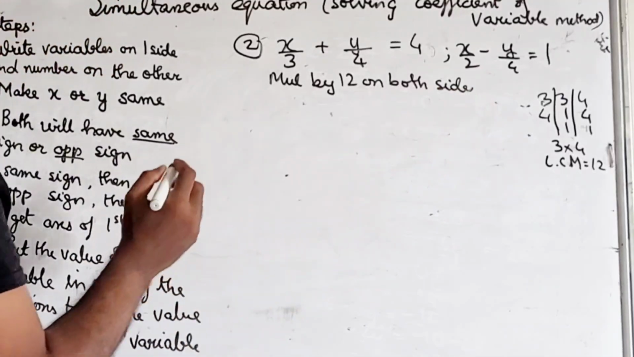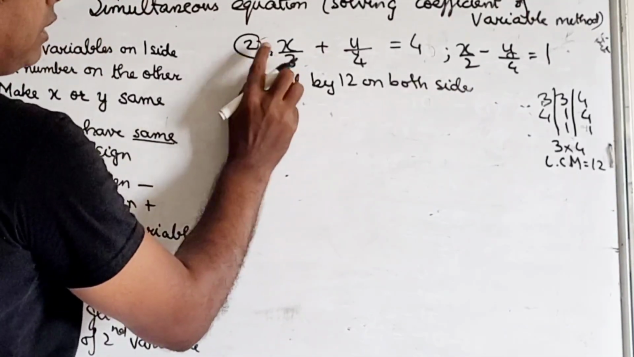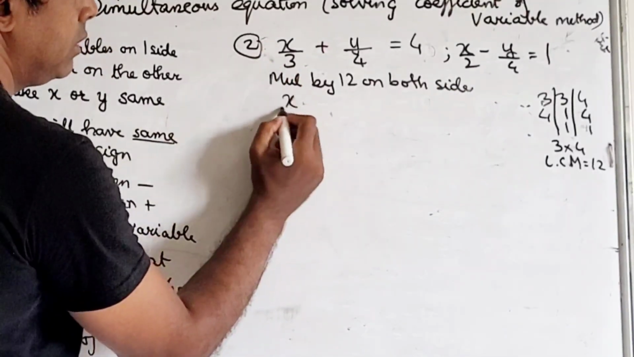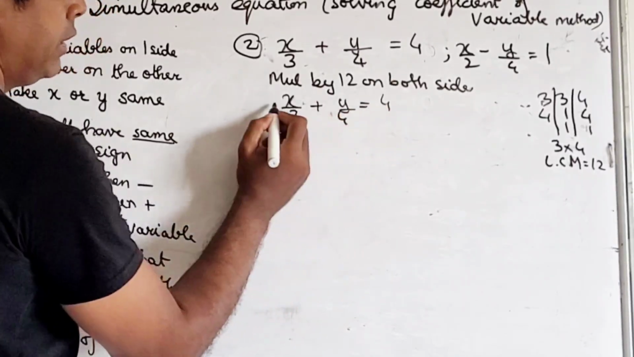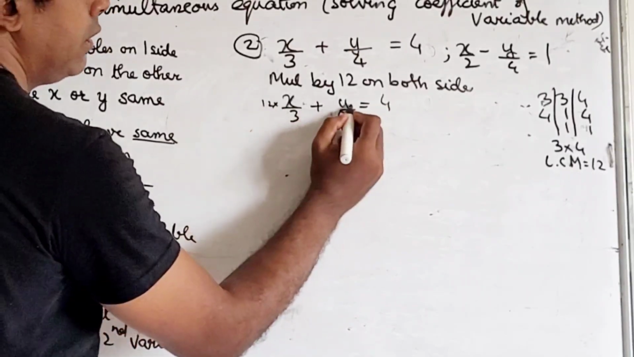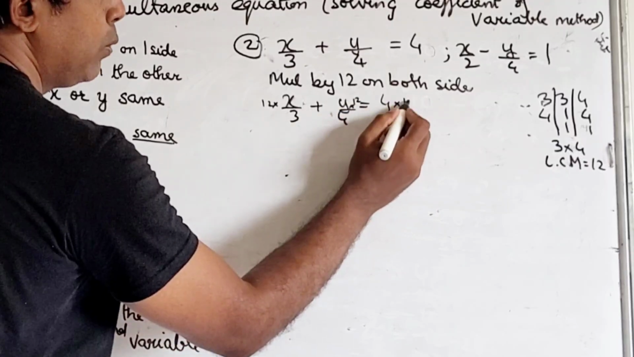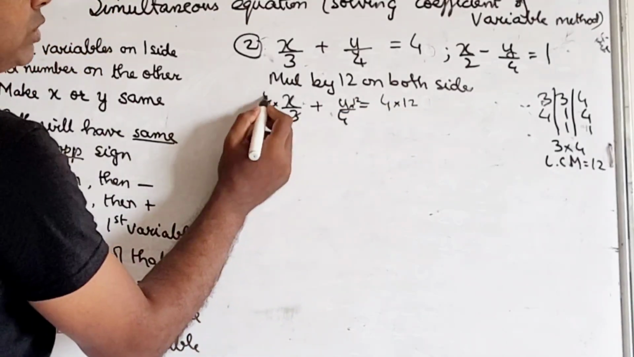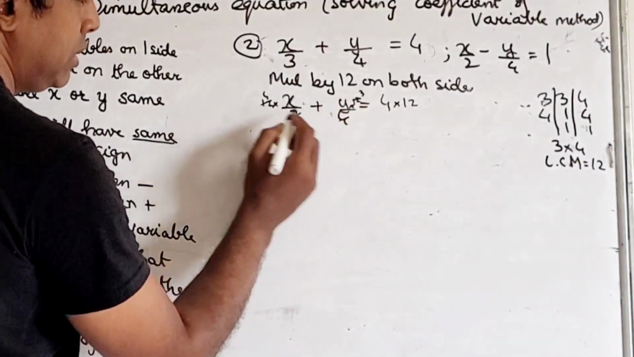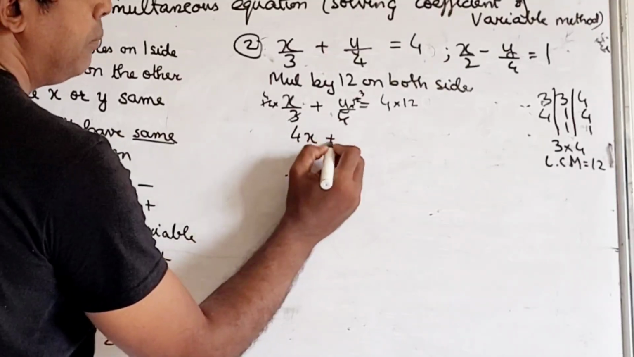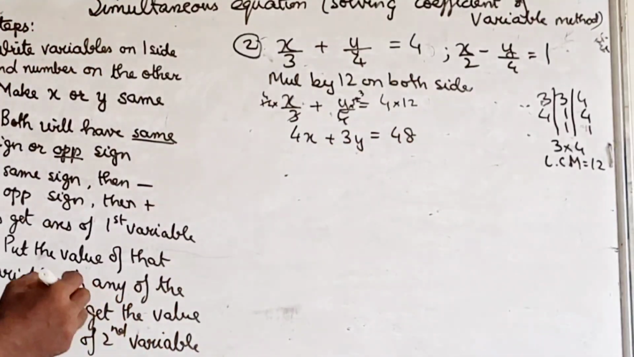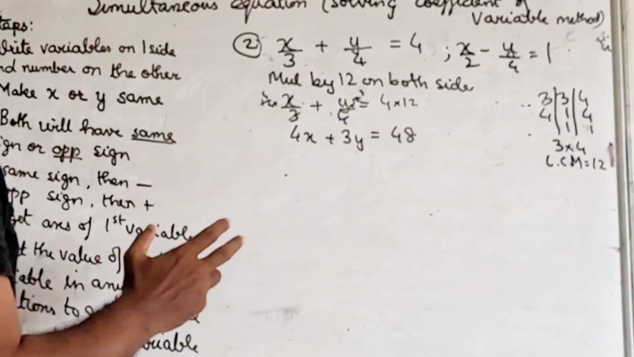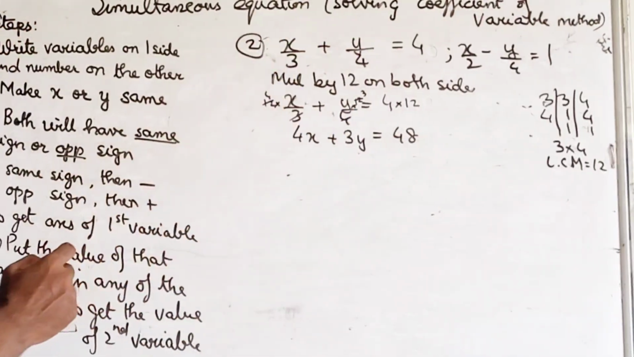So when I multiply by 12, I'll write it in the second step so that this doesn't mess up. Y upon 4 is equal to 4 into 12 into 12 into 12. So 3 4s are 12, 4 3s are 12. So the sum becomes 4x plus 3y is equal to 48.